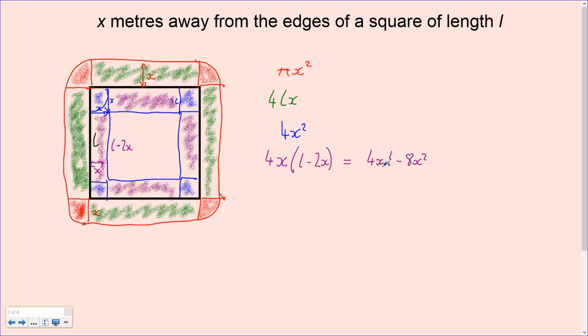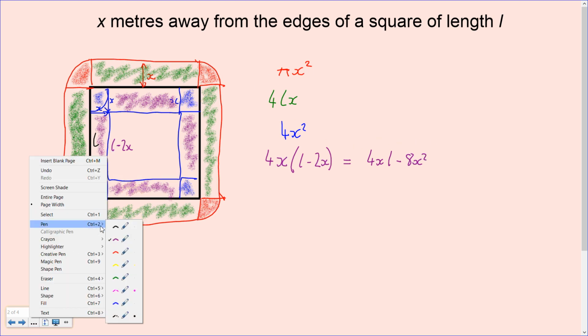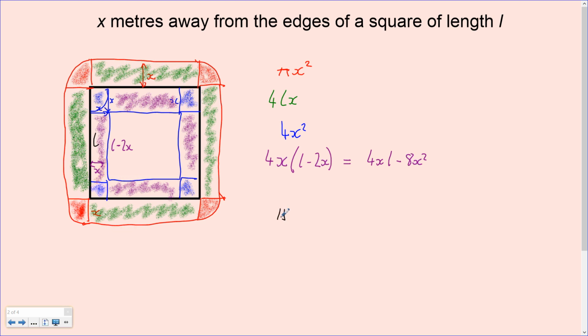And then I've got my 4 different sections that I've got in 4 different colours here. So I've got pi x squared from the red bit, 4Lx from the green. I've got 4x squared from the blue. I've got 4xL minus 8x squared from the purple.